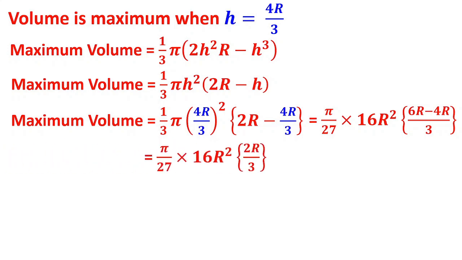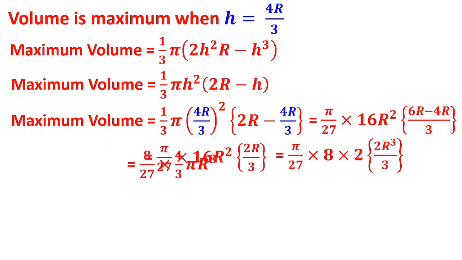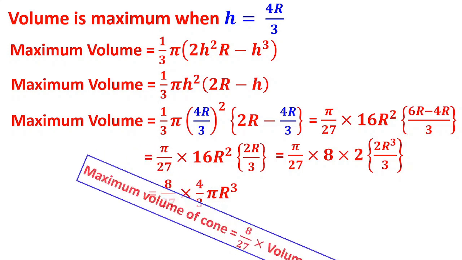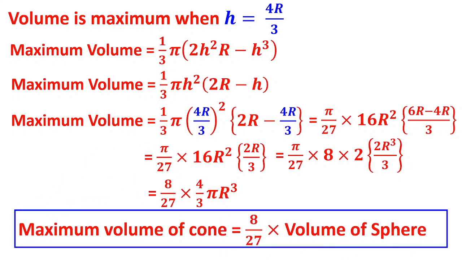Now I have to do some adjustments so that I will get the formula of the sphere. The sphere formula is 4 by 3 pi r cube. Therefore, we will just substitute it as 8 by 27 and collect the terms, and 2 into 2r square by 3 is 4 by 3 pi r cube. Good. Therefore, I am getting it as 8 by 27 into the formula for the volume of the sphere, if capital R is the radius of the sphere. Therefore, if the volume is maximum, the volume of the cone is equal to 8 by 27 into the volume of the sphere.